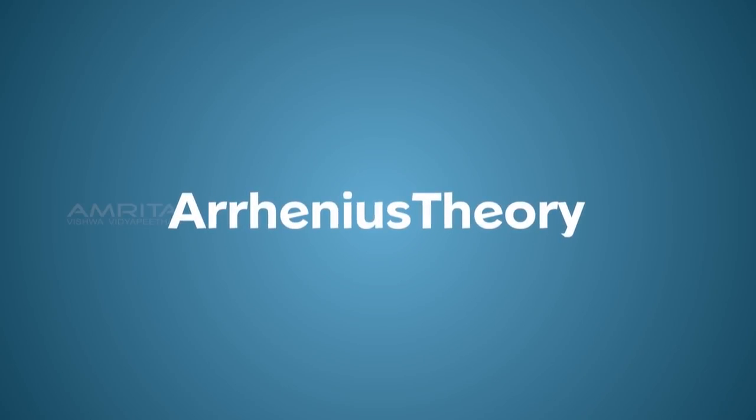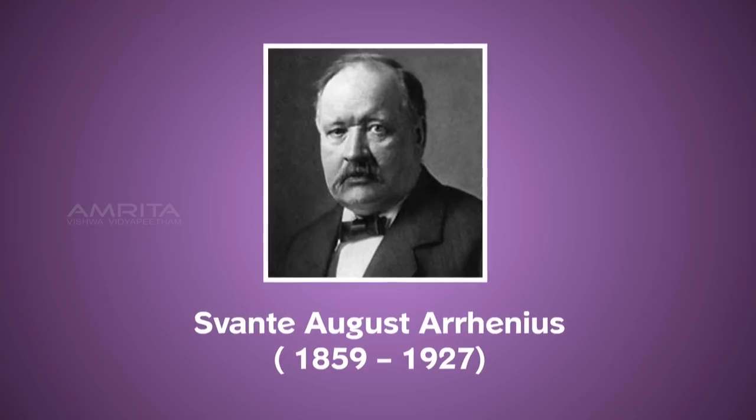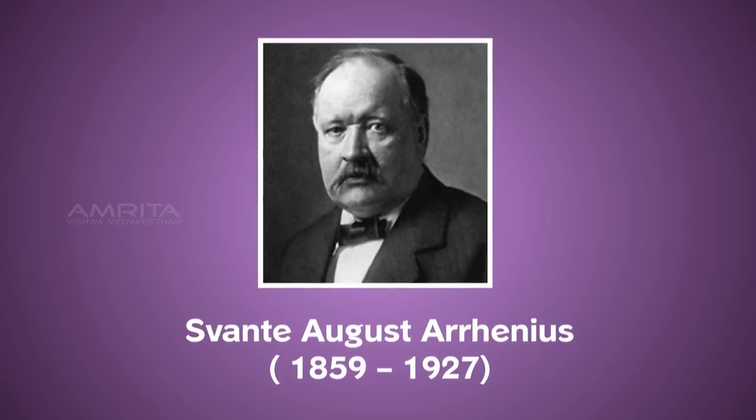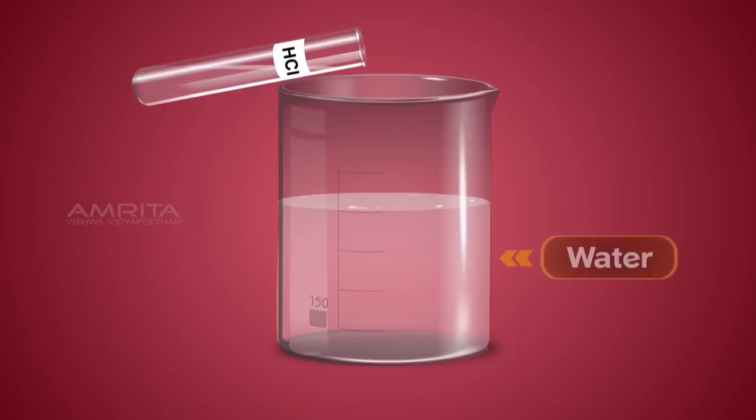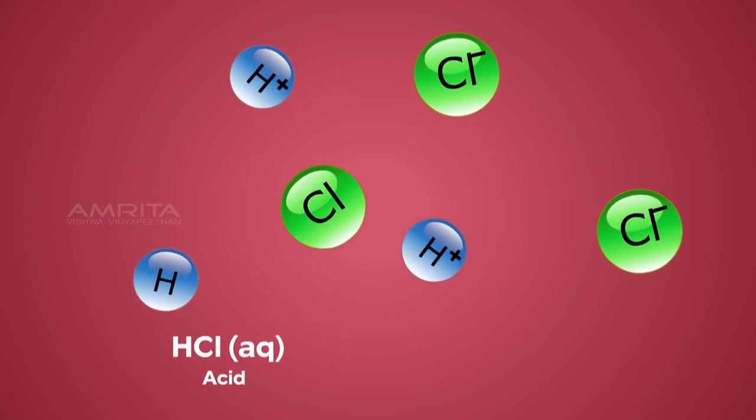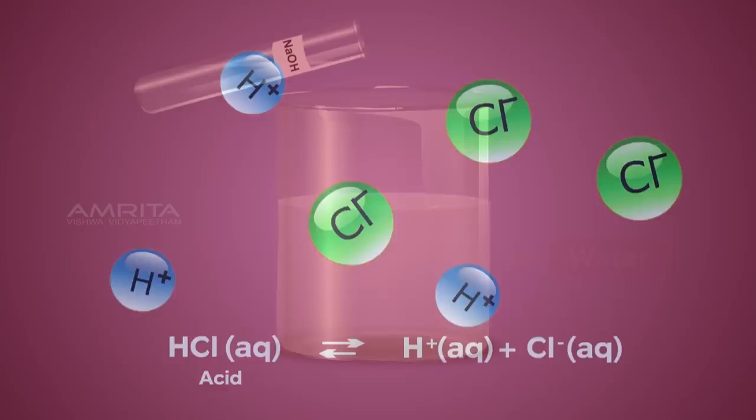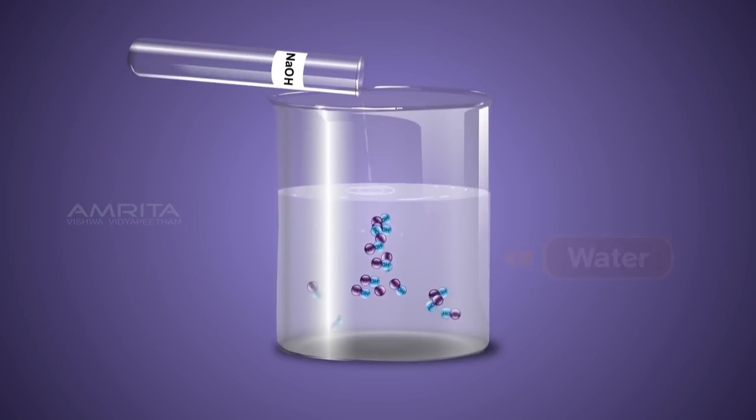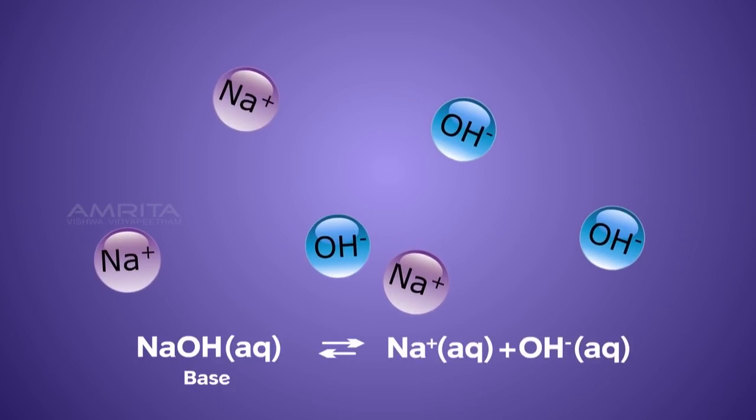Arrhenius theory. In the year 1884, Swedish scientist Svante August Arrhenius introduced a theory on acids and bases. He defined acids as those substances which release hydrogen ions, or H+ ions, when dissolved in water, and bases are those substances which give hydroxide ions, or OH-, when dissolved in water.